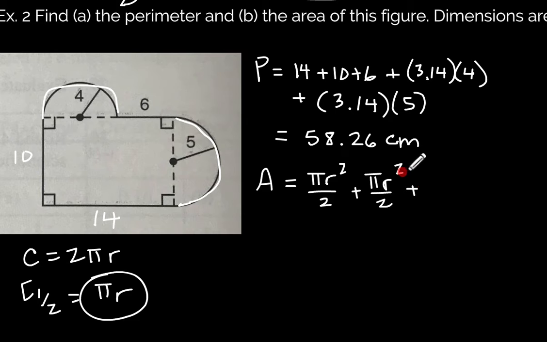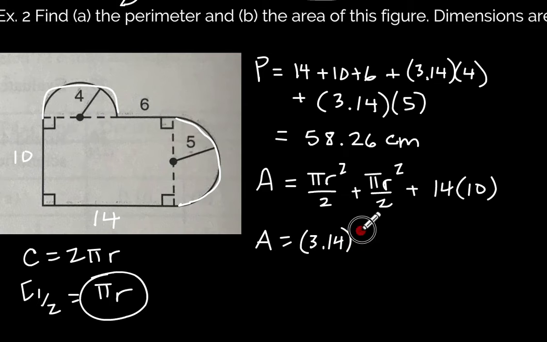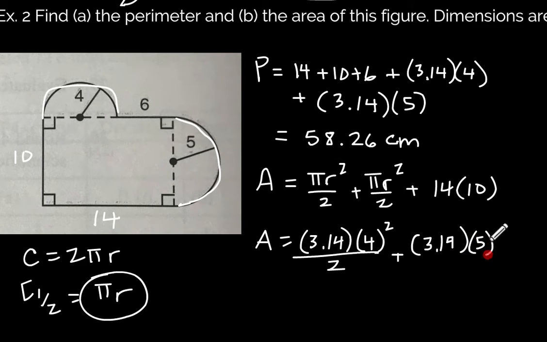And then we're just going to have our length times width. We have a rectangle right here. Length times width, so that's just going to be your 14 times 10. All right, let me go plug the radiuses in here. So the radii. So we're going to get 3.14, a little bit more complicated. Radius is going to be 4 squared. And then we have to divide that by 2 because it's a half a circle. Plus 3.14. The radius this time is 5 squared divided by 2.